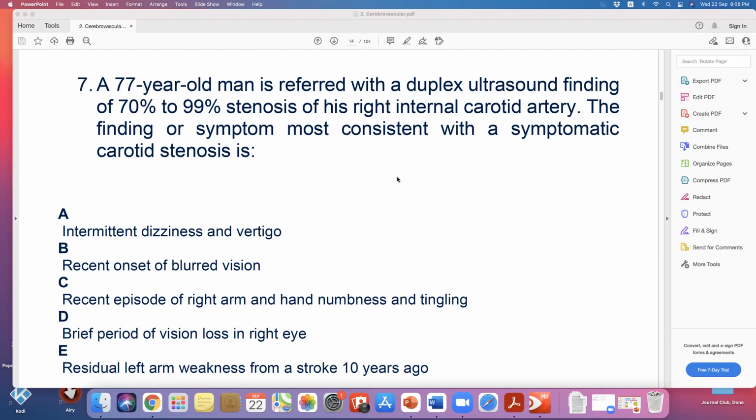First, intermittent dizziness and vertigo. In old age, carotid stenosis is not the only reason; there is a lot of differential diagnosis. Is intermittent dizziness and vertigo anterior or posterior circulation? This is posterior, so it has nothing to do with the carotid. Dizziness and vertigo are signs of posterior circulation. A lot of patients get referred to us because of dizziness and they have a carotid stenosis. We should still consider it asymptomatic, because dizziness and vertigo come from the posterior circulation.